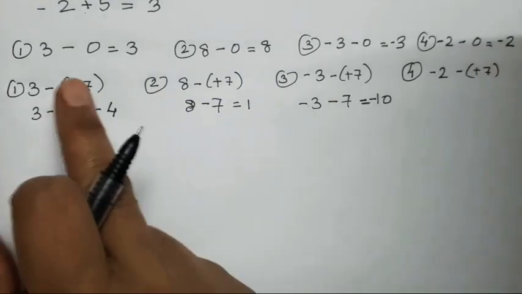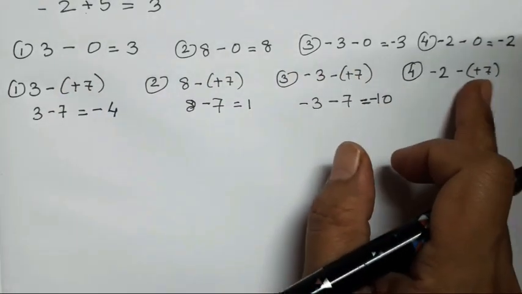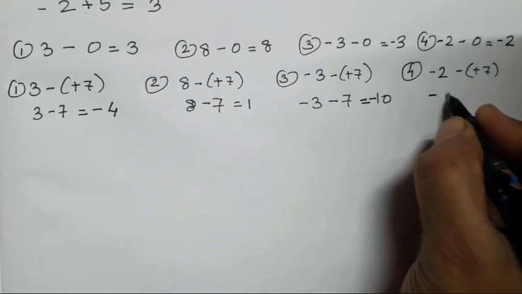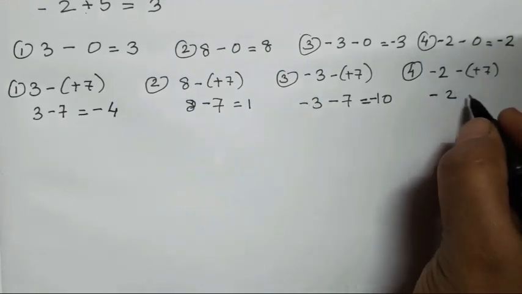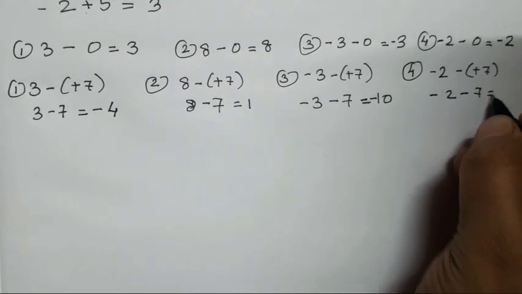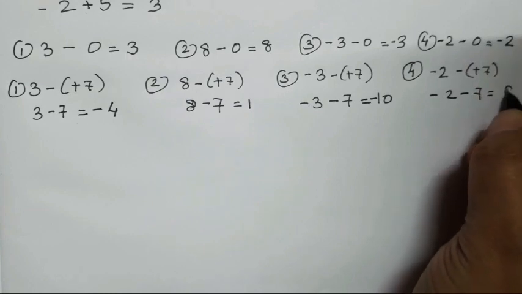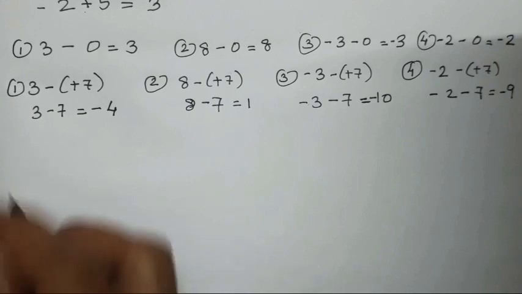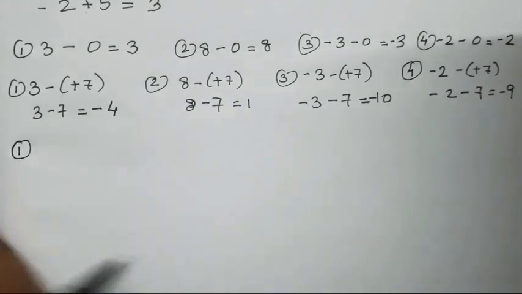Plus 7. Over here we have taken a bracket only because 7 is having a sign. So minus 2 minus and plus will be minus 7. Minus and minus will be plus, so the answer is going to be 9, and sign of the bigger number. While writing, you have to use the method that I am telling you.